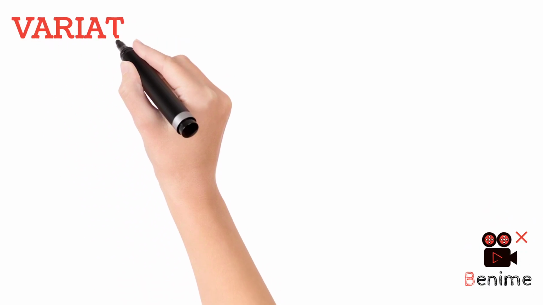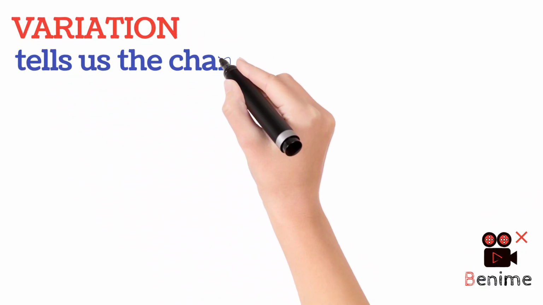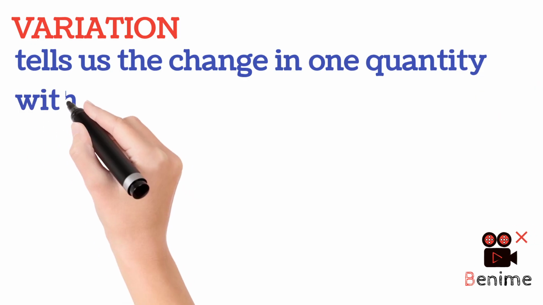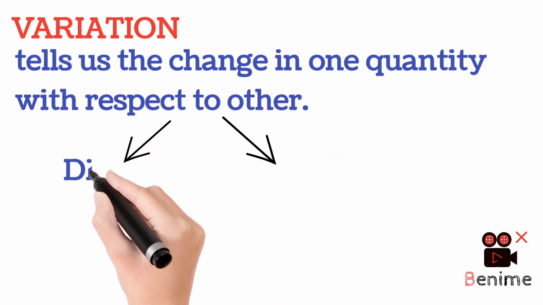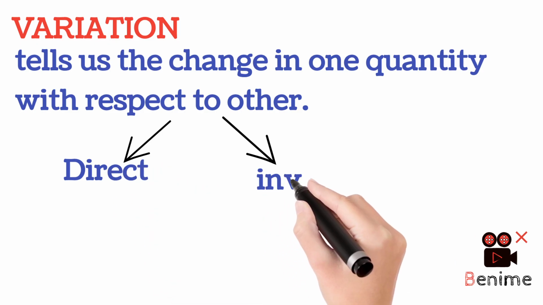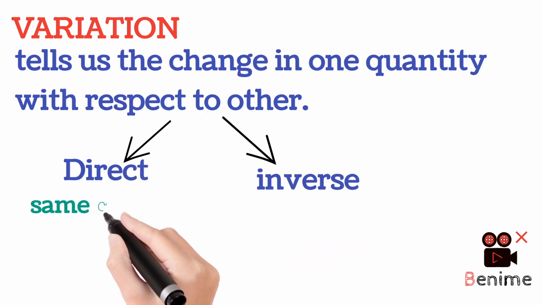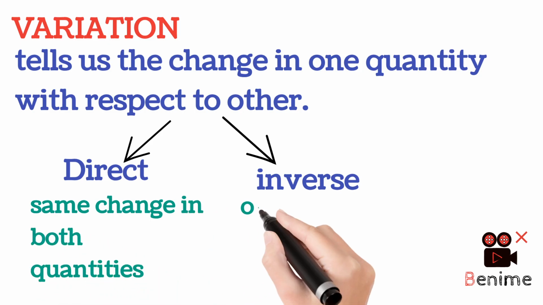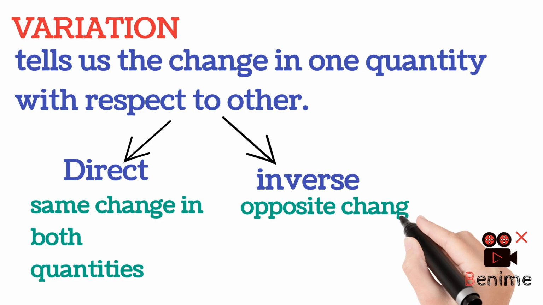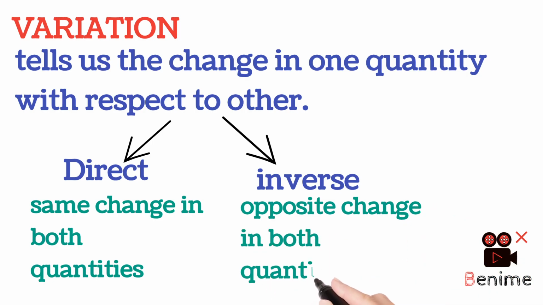Hello students, today we will study about variation. Variation is a change in one quantity with respect to another one. It is given as two types, direct variation and inverse variation. In direct variation, the same change happens in both quantities, whereas in inverse variation, the opposite change happens in both quantities.